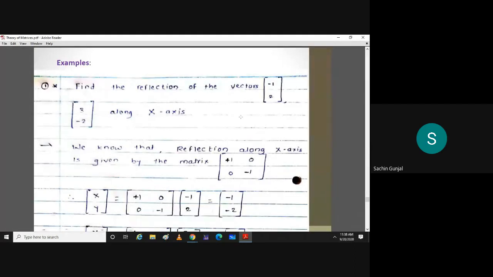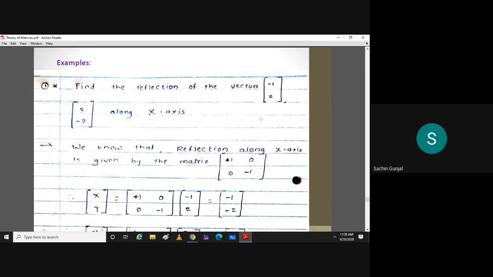So here is the first example. Obviously, this is very trivial. You don't have to do anything. Find the reflection of vectors -1, 2 and 3, -2 about x-axis. You can use a matrix, or you can simply take its reflection about x-axis. So what is the reflection of -1, 2 about x-axis? -1, -2. Good.